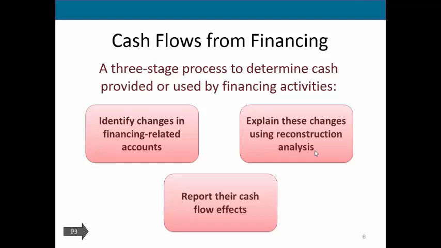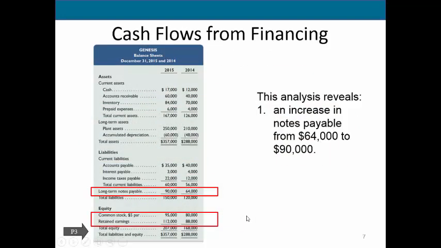Now let's look at cash flows from financing. Same thing, we're going to look at the change in our accounts. We're going to reconstruct what all made up those changes, and then we'll report their cash effects. So what you can see here, we first need to identify any accounts that relate to financing activities. So anything within long-term notes payable, this would be a financing activity, and then really anything within common stock or retained earnings. Those are financing type of activities.